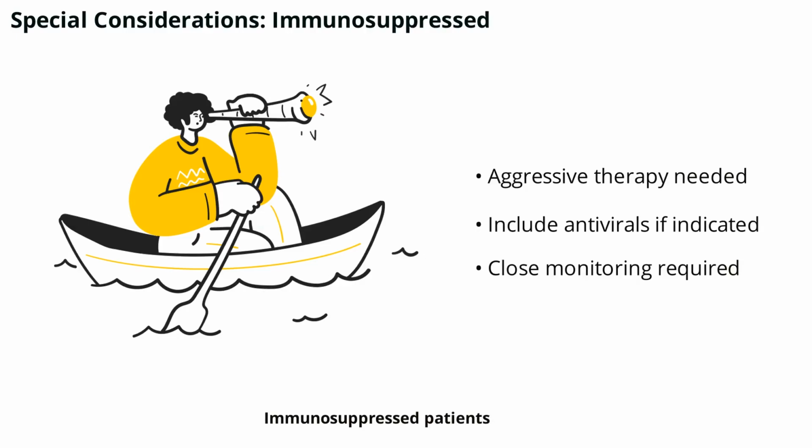Immunosuppressed patients, such as those with HIV or on high-dose corticosteroids, require more aggressive and prolonged therapy. Regimens often include ceftazidime, vancomycin, ampicillin, and sometimes acyclovir. Close monitoring and adjustment based on clinical response and laboratory data are essential for these high-risk individuals.